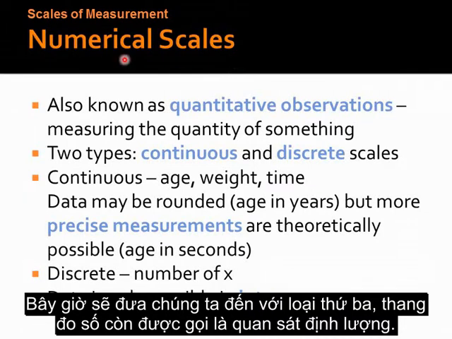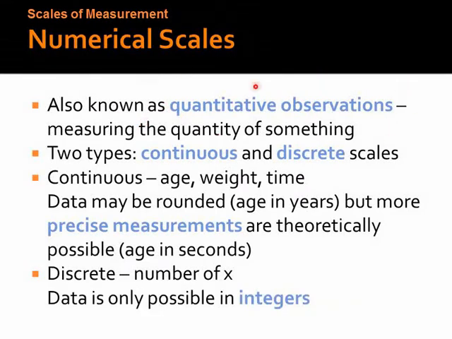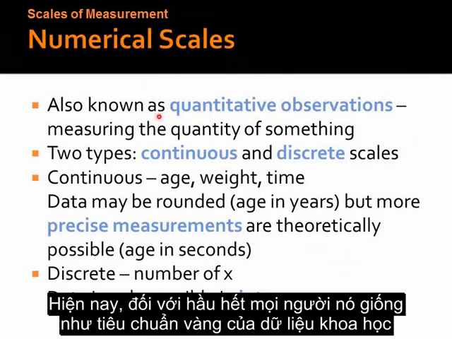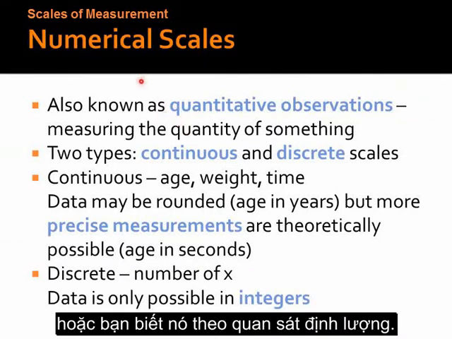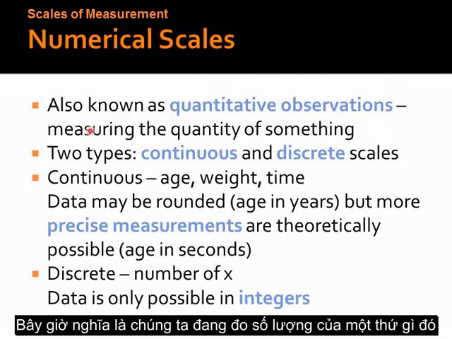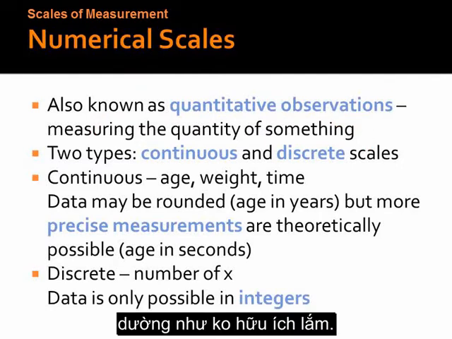Now this brings us to the third type, the numerical scale, also known as the quantitative observation. For most people, this is kind of like the gold standard of scientific data, meaning that as far as you can, try to collect your data in the numerical scale, or in other words, as quantitative observation. Now what does this mean? It means we're measuring the quantity of something. Doesn't seem very helpful. Let's put it another way.